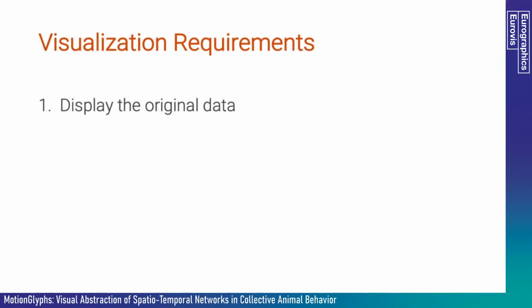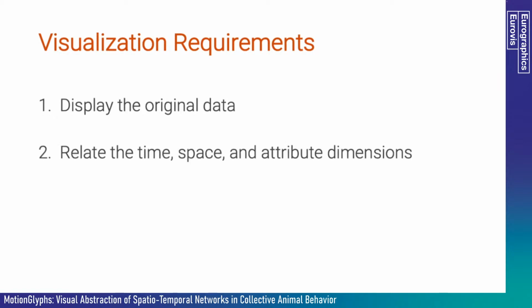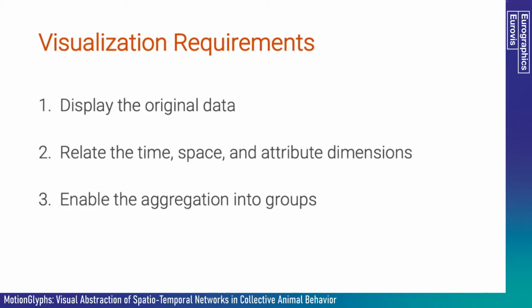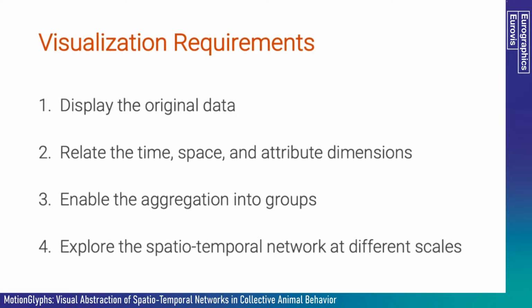From these problems we derived 4 user requirements. Visualizing the raw data is essential as it helps to interpret and understand the emergent properties of groups. To explore the evolving relationships between movers, the domain expert should be able to relate time, space, and attribute dimension. The user should be able to interactively aggregate the data into meaningful units, which is crucial to abstract and simplify large movement datasets. And the user should also be able to explore data from an egocentric to sociocentric perspective.